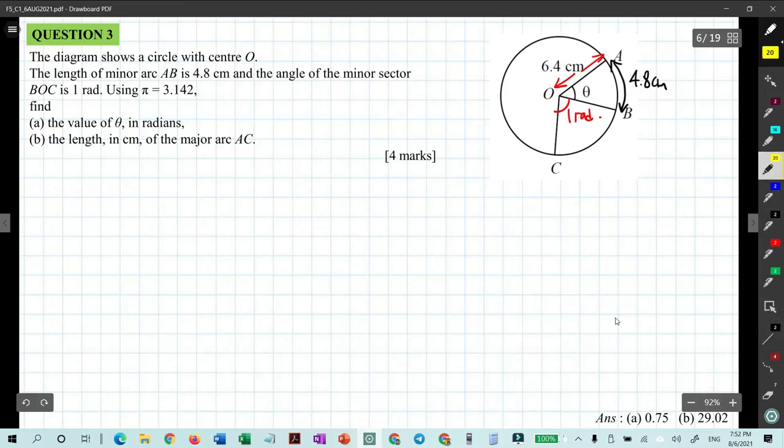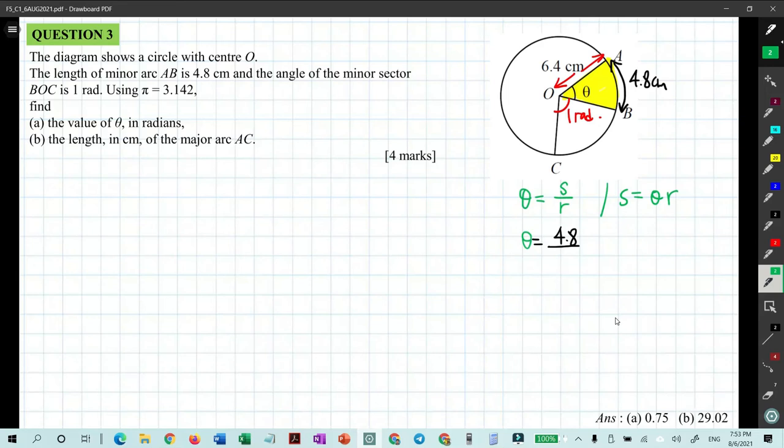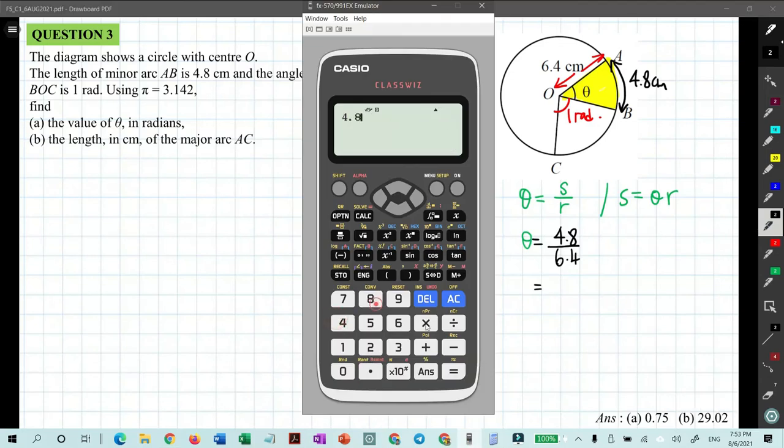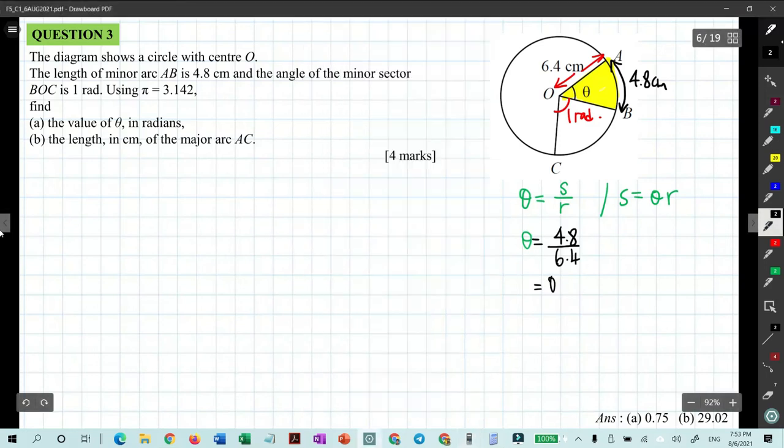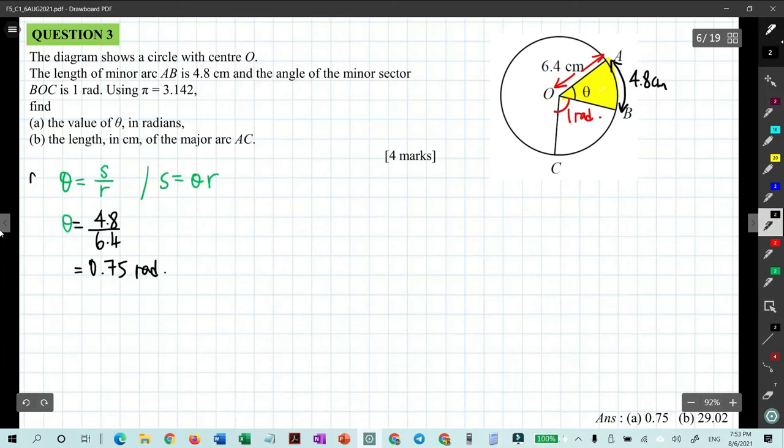In the diagram, you are already given the value of the radius, which is 6.4. So if you refer to this minor sector, we can calculate the value of theta in radian. So theta is actually S over R. Okay, so theta is equals to 4.8 divided by 6.4. The answer is actually 0.75 radian. So we are done with the first part.